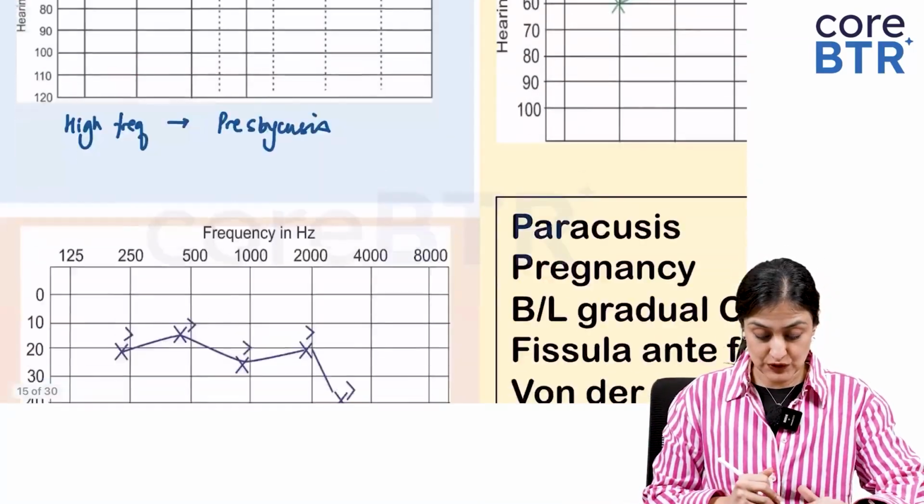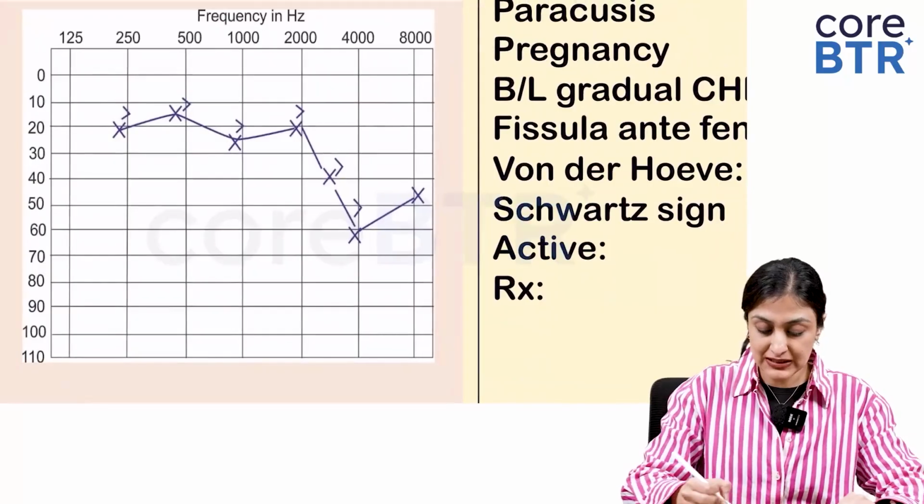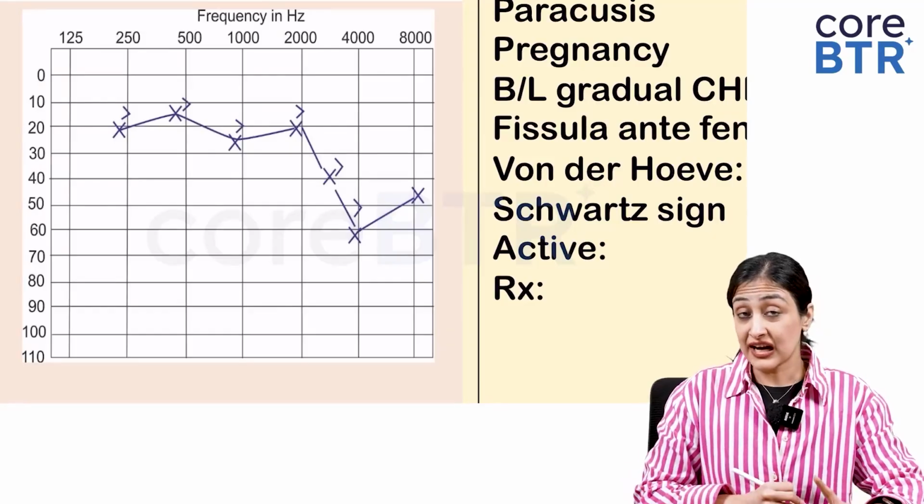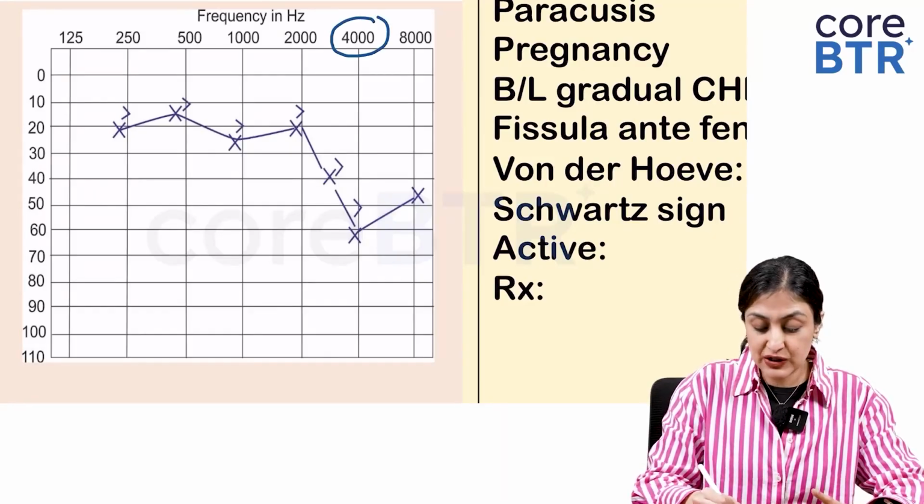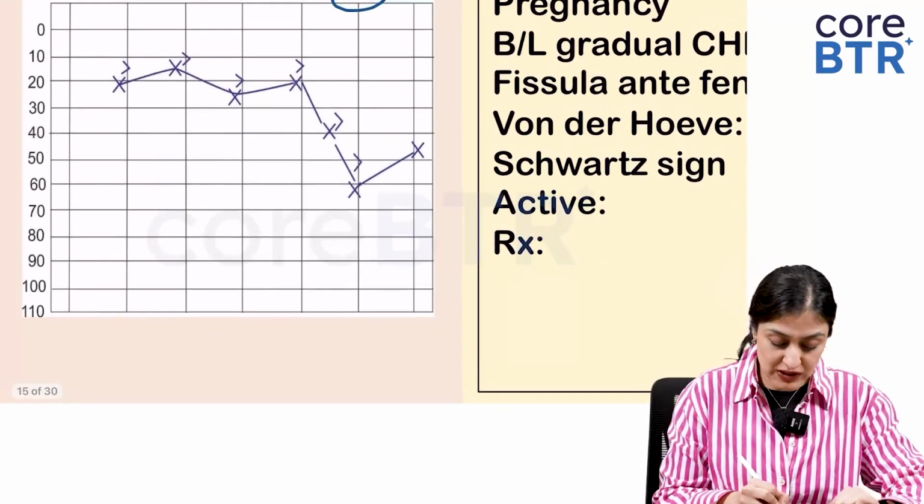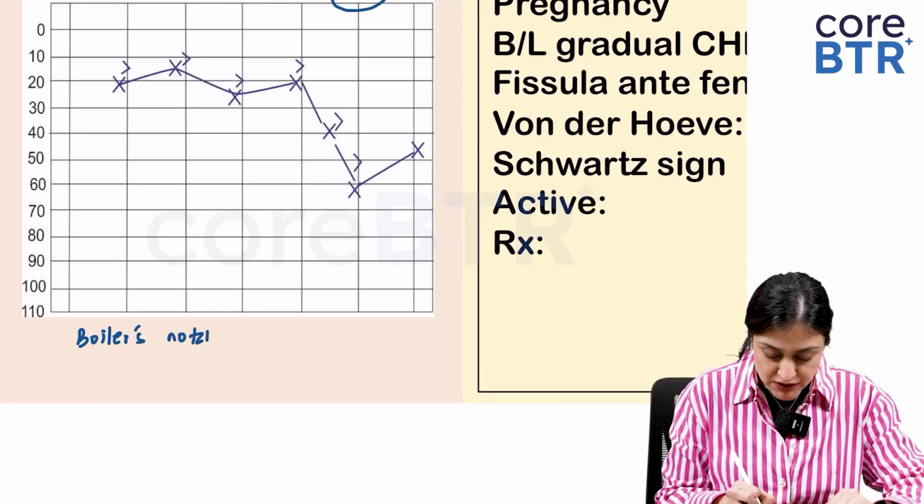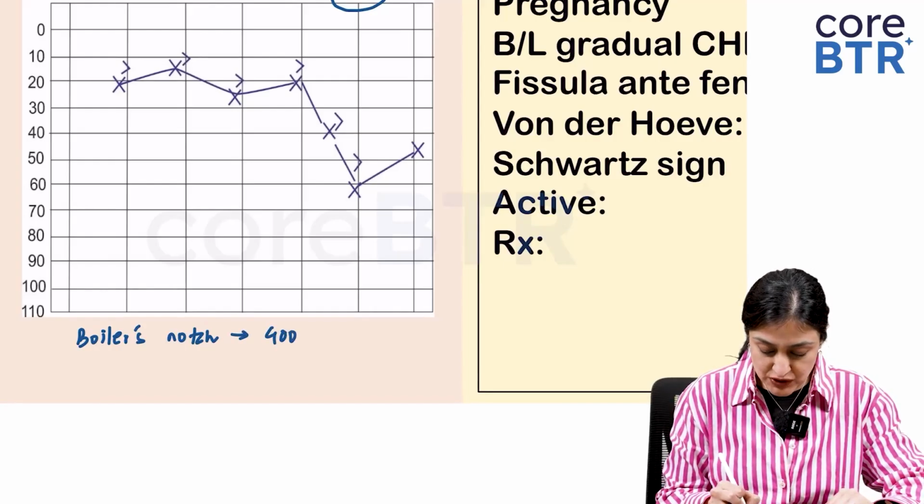That's presbycusis. On the other hand, when you see that there is one notch, right? It's not the graph falling, but I have a specific notching at 4000 Hertz. What is this? This is what we call Boiler's notch. So Boiler's notch is a notch at 4000 Hertz.